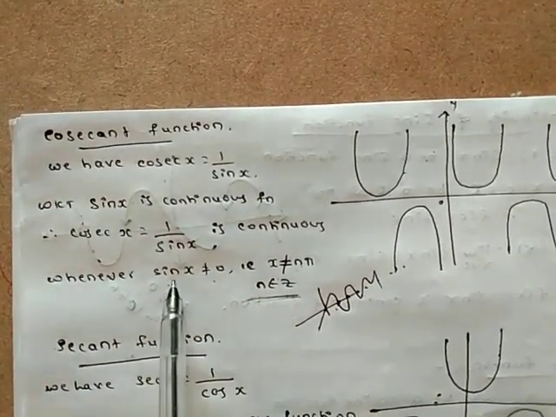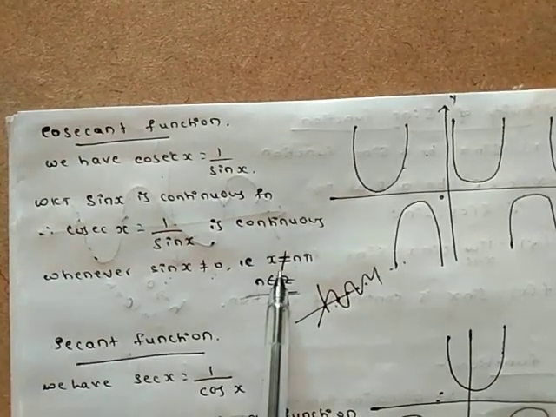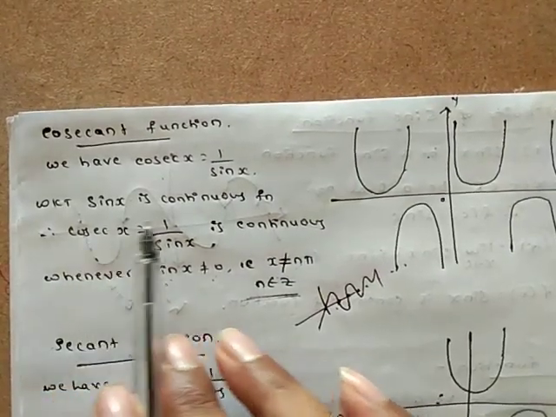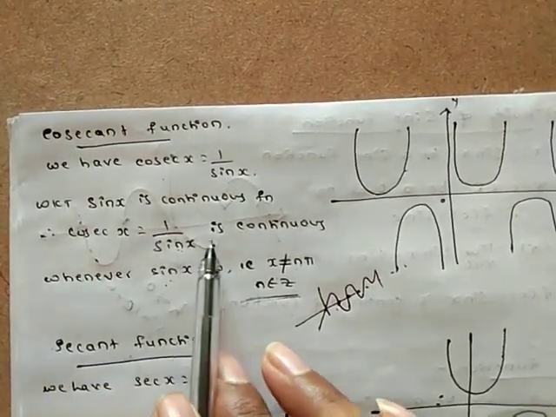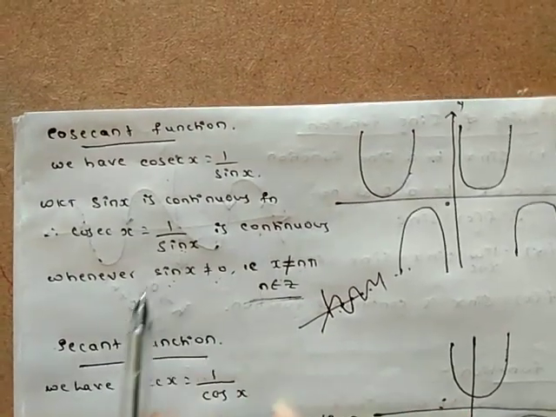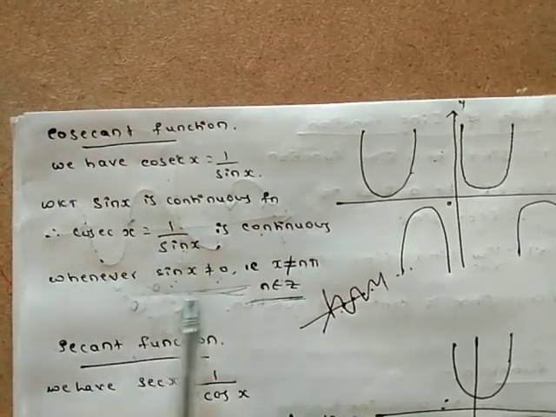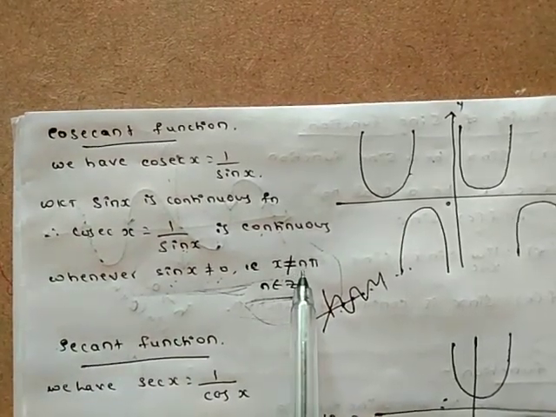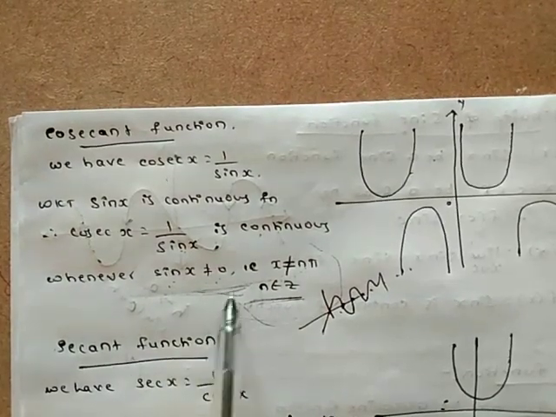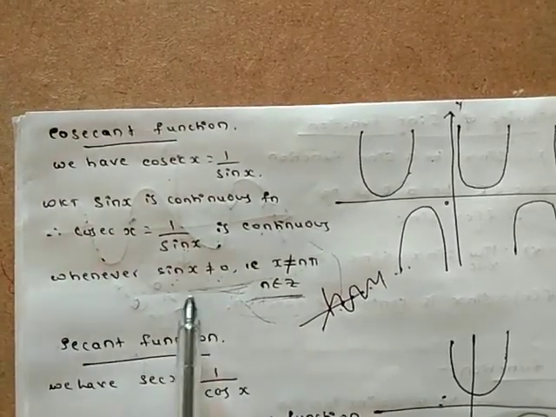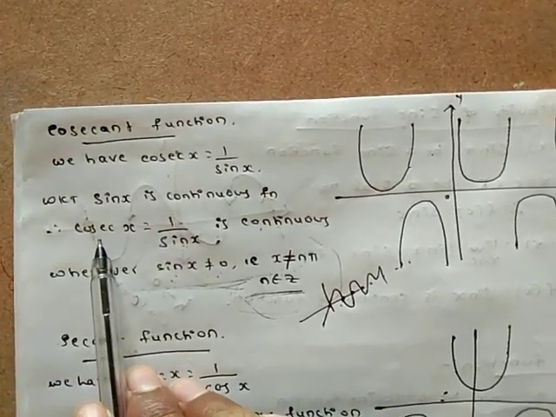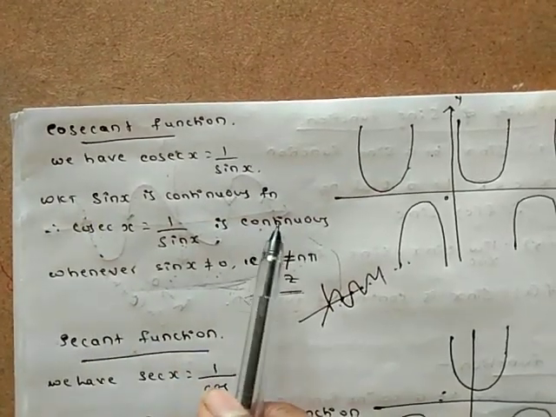So whenever sin x is not equal to 0, that is x not equal to n pi, then only cosecant x, which is 1 by sin x, is a continuous function. Observe here the limits are given. They have given the conditions here, sin x not equal to 0, so x not equal to n pi, where n belongs to Z. These things have to obey the rules. Suppose these things are not followed, then we can't say that the cosecant function is a continuous function. If these things are followed, we can say that the cosecant function is a continuous function.